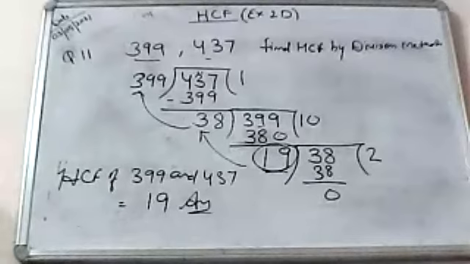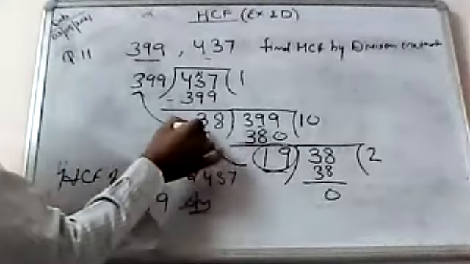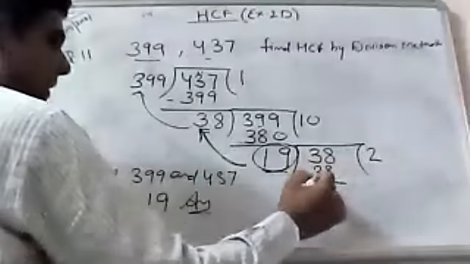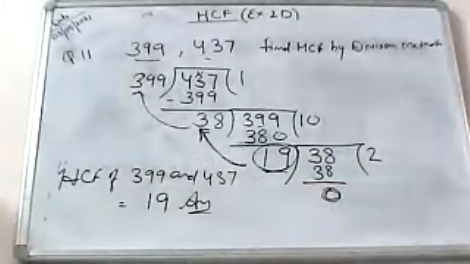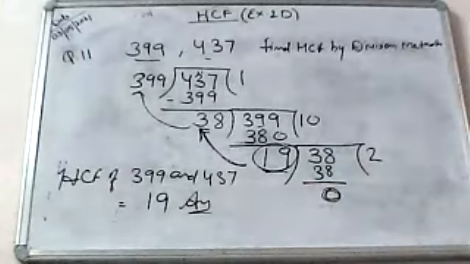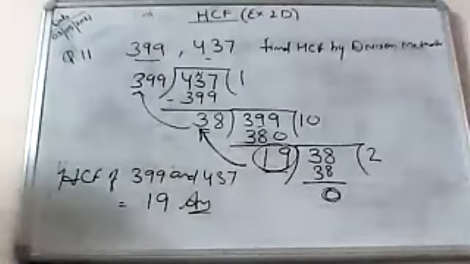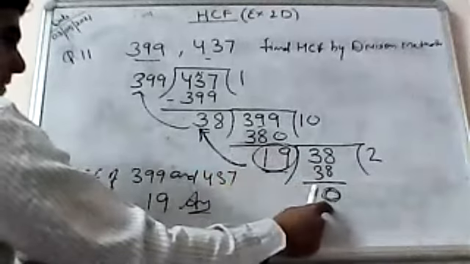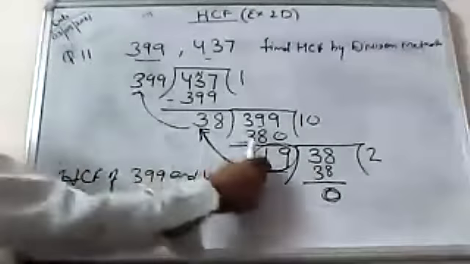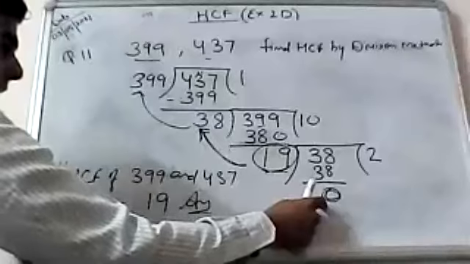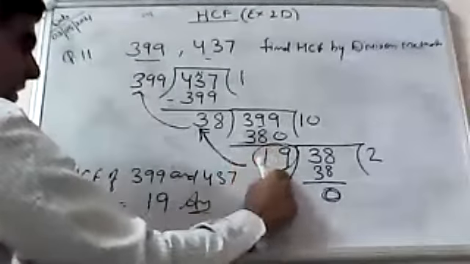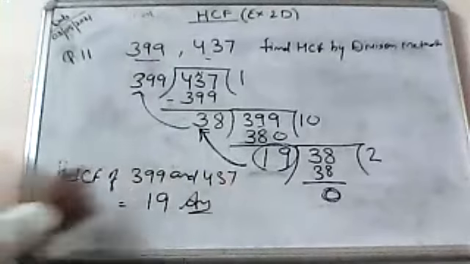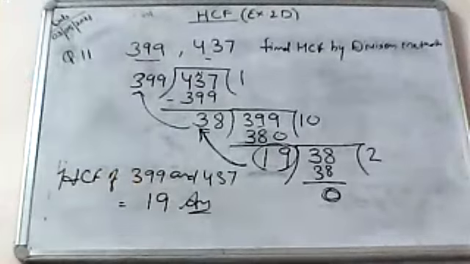Again we did not receive the remainder as 0, so again we have to divide 38, like that. 19 2s are 38. So this time we have taken remainder as 0. So now 19, here we have got 0. It means this divisor 19 will be the HCF of the given numbers. So the HCF of 399 and 437 will be 19.